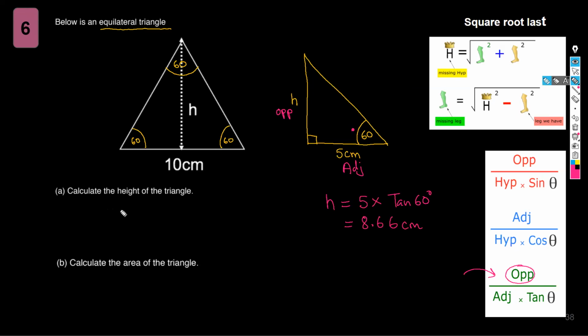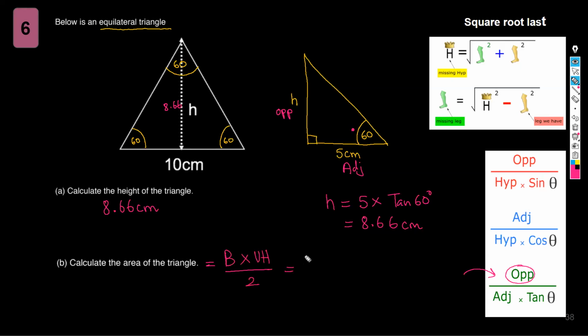Well, I can put the answer here, right? 8.66 centimeters. Now, to find the area of the triangle, I'm going to use the easier formula. Remember, we could have used two sides and the angle in between, just like last week. But today, look at it. It's so much easier to use base by vertical height divided by 2, because to find the area of a triangle, we could use base by vertical height divided by 2.